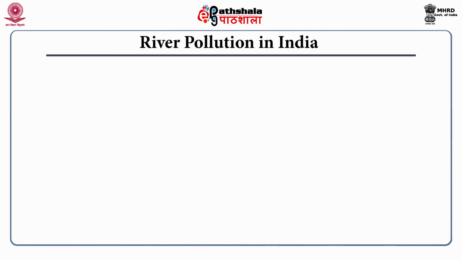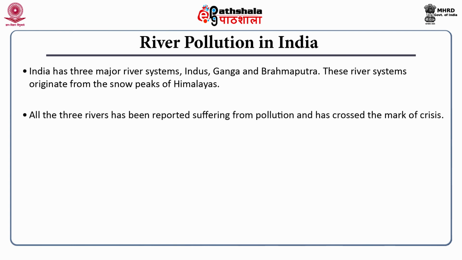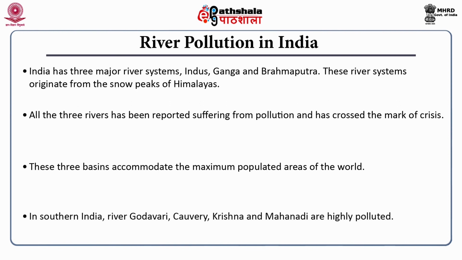After groundwater, let us discuss river pollution in India. India has 3 major river systems: the Indus river system, the Ganges river system and the Brahmaputra river system. These river systems originate from the snow peaks of the Himalayas. All 3 river systems have been reported to be suffering from pollution and have crossed the mark of crisis. These 3 basins accommodate the most populated areas of the world. In southern India, the rivers Godavari, Kaveri, Krishna and Mahanadi are also highly polluted.